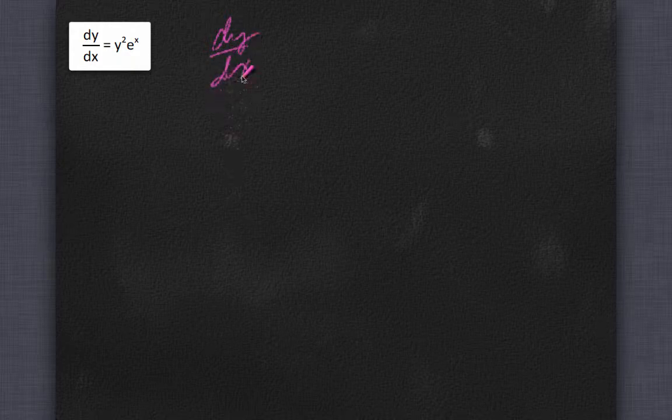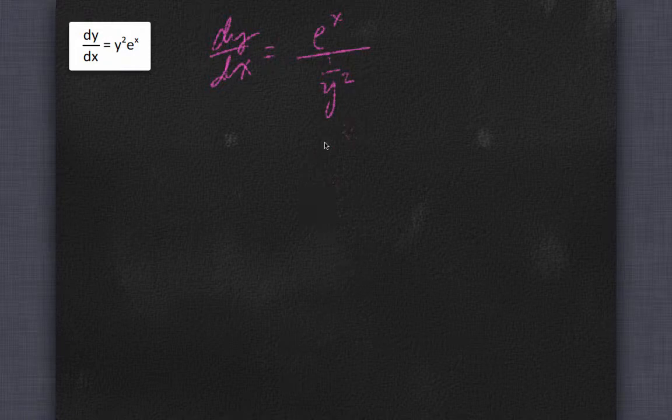Okay, this is another one that's not a fraction. It could be written that way. So we could say this is equal to e to the x over 1 over y squared. That's just to get it in the bottom.